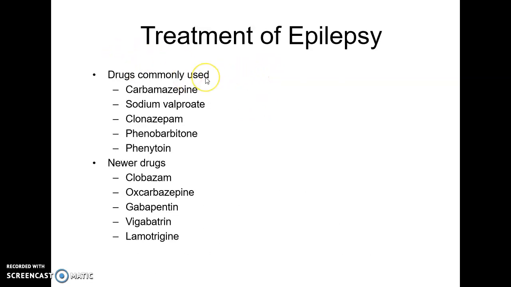Treatment for epilepsy uses normal, olden-day medications that are continuously given even now: carbamazepine, sodium valproate, clonazepam, phenobarbital, phenytoin. Most of the drugs I have quoted are also drugs for psychiatric problems. The newer drugs given for epilepsy are clobazam, oxcarbazepine, carbapenem, vigabatrin, lamotrigine.